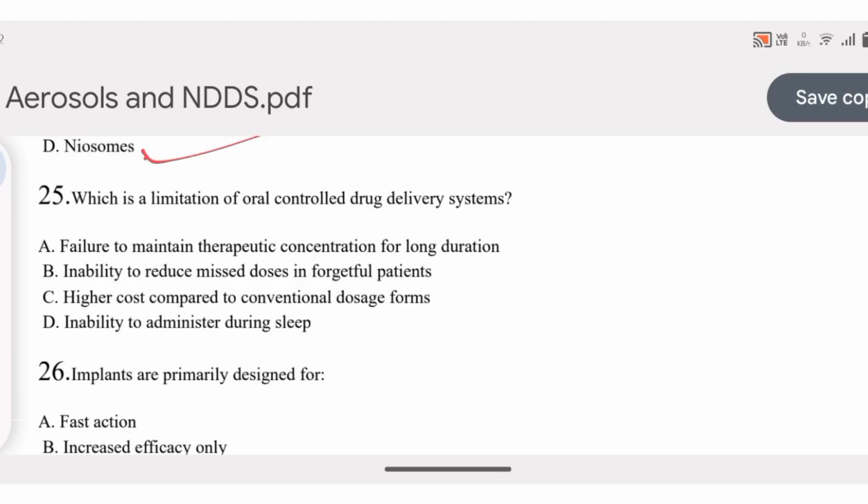25th. Which is a limitation of oral controlled drug delivery system? It says limitation, so remember the demerits, the disadvantages. On the negative side, the limitations and the drawbacks are all the same. So the right answer in this question is the higher cost compared to conventional dosage form. Because the controlled drug delivery system utilizes high technology, which specifies targeted drug therapy, whereas oral preparations like syrups or tablets are low cost conventional dosage forms. The right answer for this question is option C.